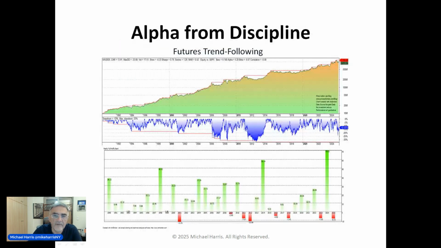Now, alpha from discipline, very hard. This is our futures trend following strategy. We have been posting the results on our X account for 2 years now. This trades 23 futures contracts with a trend following strategy, long short. And last year it had one of the best years since 1990, more than 70%. This year is down about 8%. It's expected.